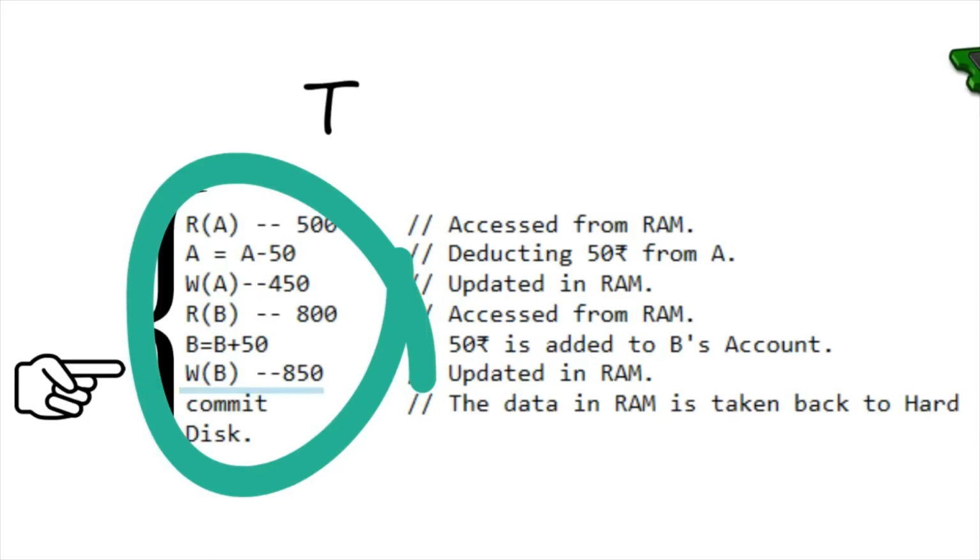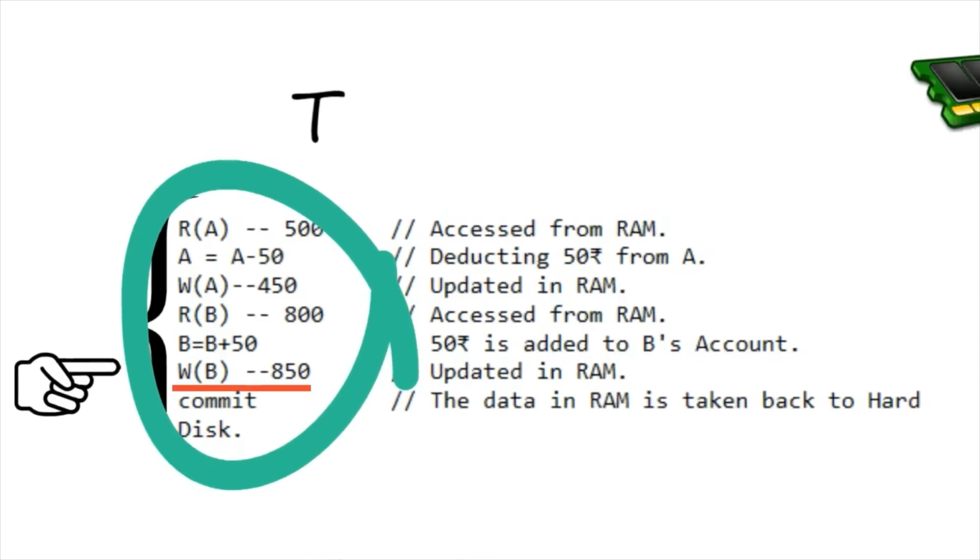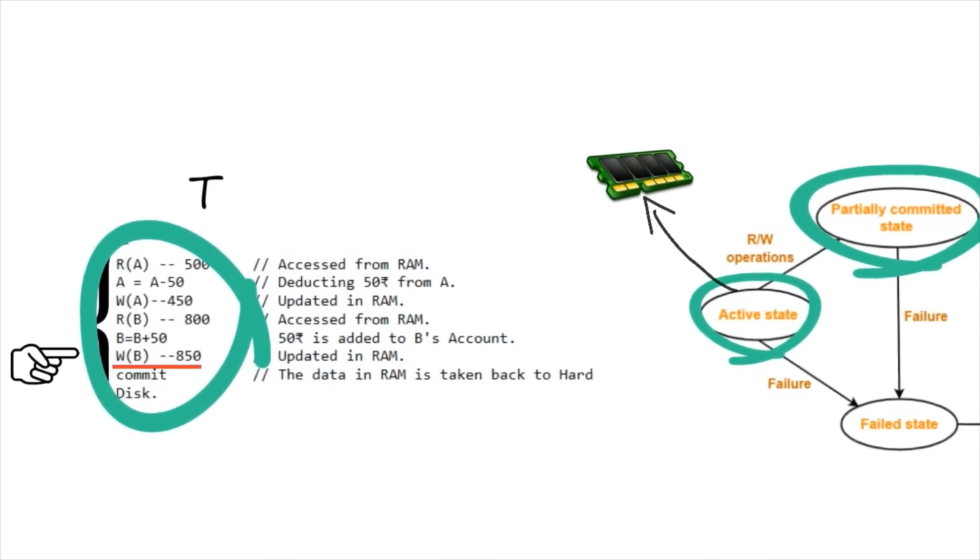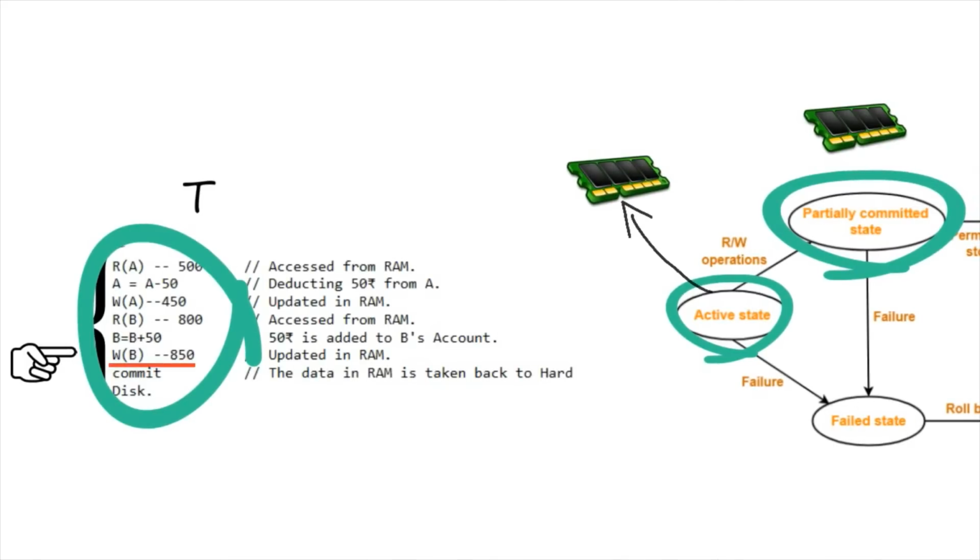Why? From the diagram, it is understood that this state comes immediately after the active state. So whatever changes the transaction has made in the active state are still stored in the buffer in the main memory. Here you have to remember one point. Whatever modifications are made by the transaction, if they are in the buffer in the main memory, at that point of time, it is known as partially committed.